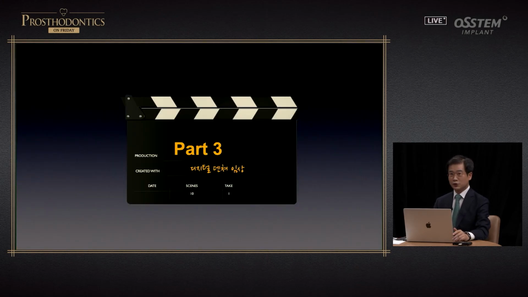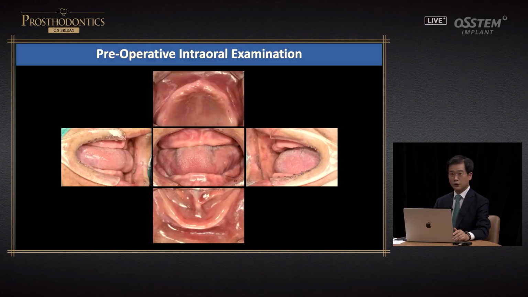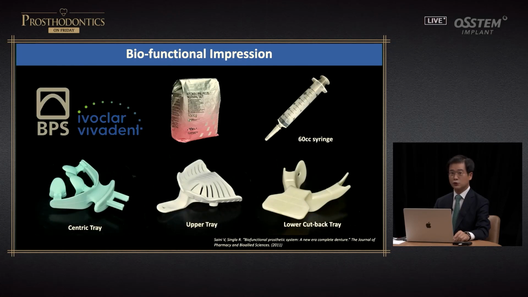So let's look at the actual case. This is an edentulous patient, inclined on one side. So I use this type of technique. I use a cutback tray, and a centric tray is also used. The first time he comes to the hospital, I register the bite and the tempest line, and other basic lines are obtained.